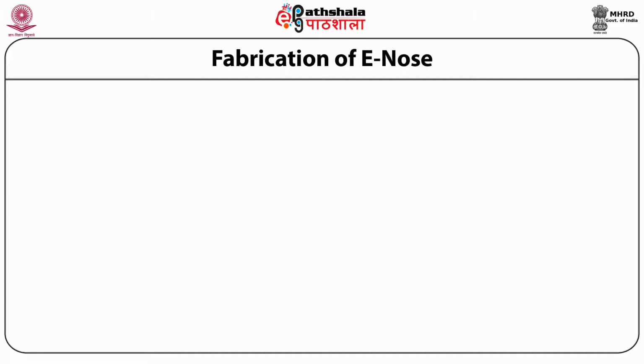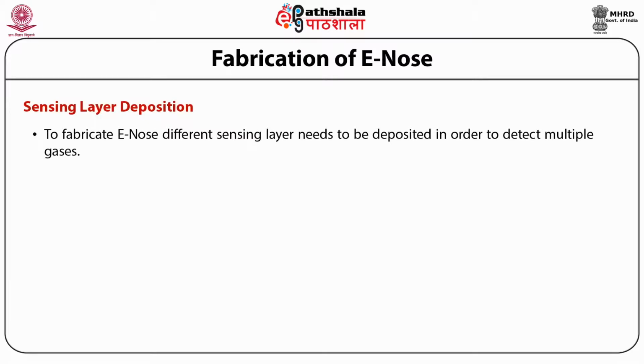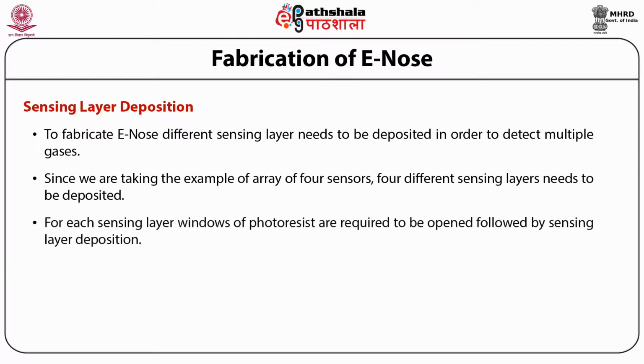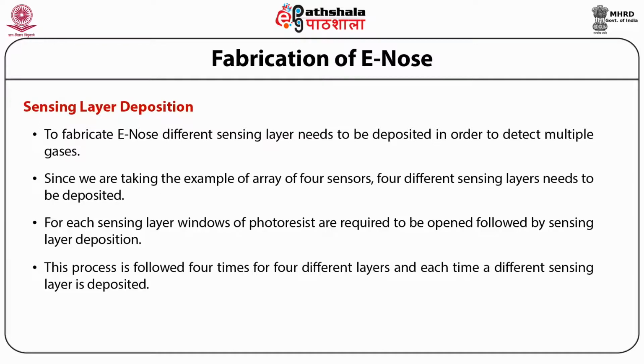So students, let us now discuss sensing layer deposition. In order to fabricate an E-nose, different sensing layers need to be deposited in order to detect multiple gases. Since we are taking the example of an array of 4 sensors, 4 different sensing layers need to be deposited. For each sensing layer, windows of photoresist are required to be opened, followed by sensing layer deposition. This process is followed 4 times for 4 different layers, and each time a different sensing layer is deposited.